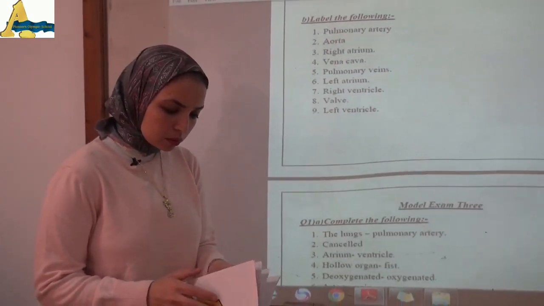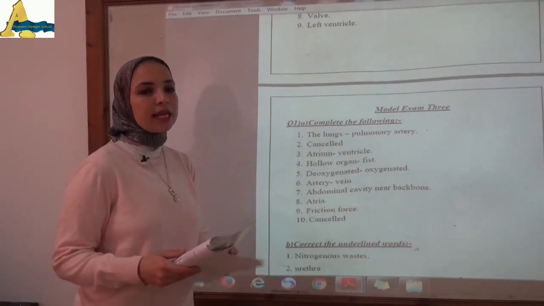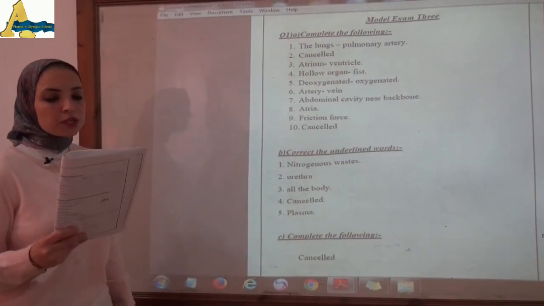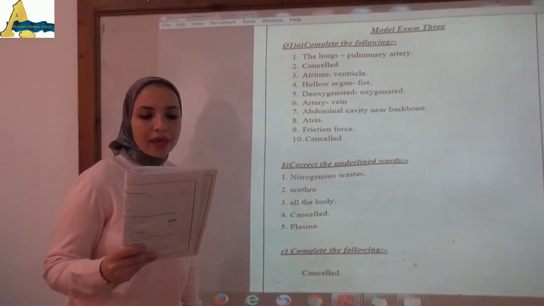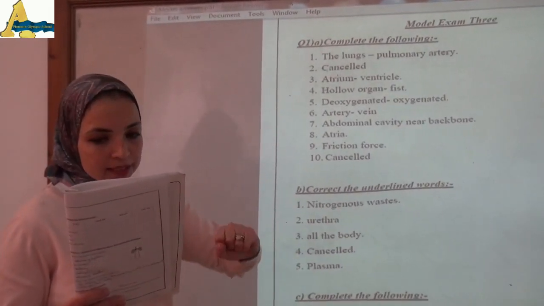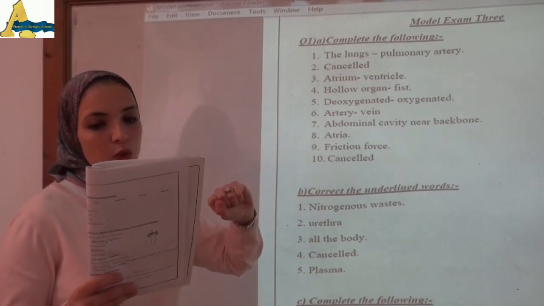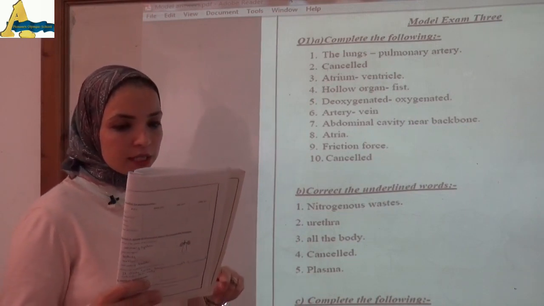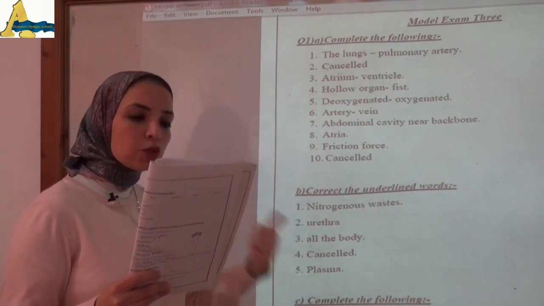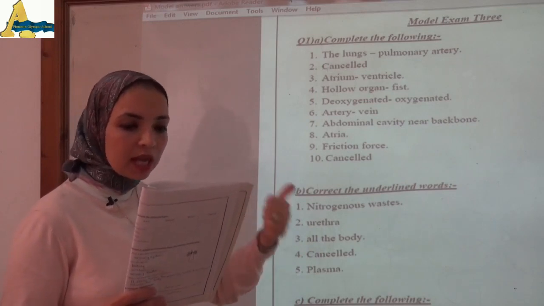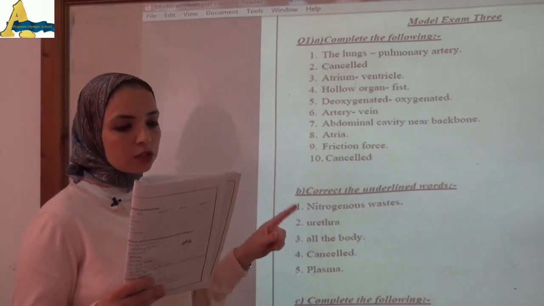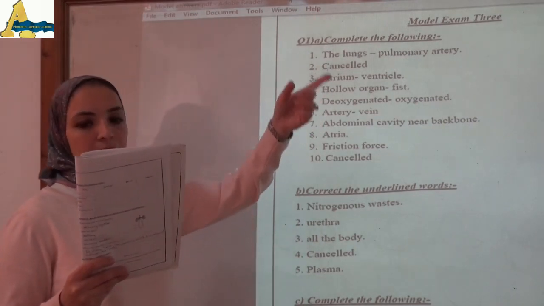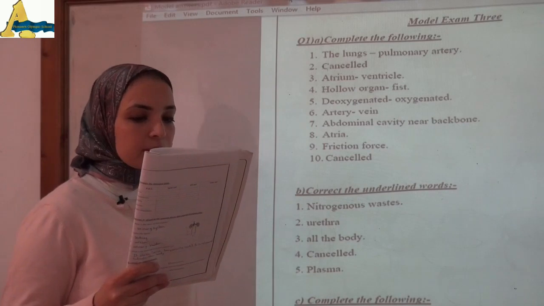Now, we're going to answer the last model exam, which is model exam 3. Question 1, complete. When the right ventricle contracts, it pumps the blood to the lungs through the pulmonary artery. Don't confuse between to and through: to the lungs and through the pulmonary artery. There is a valve between the atrium and the ventricle.